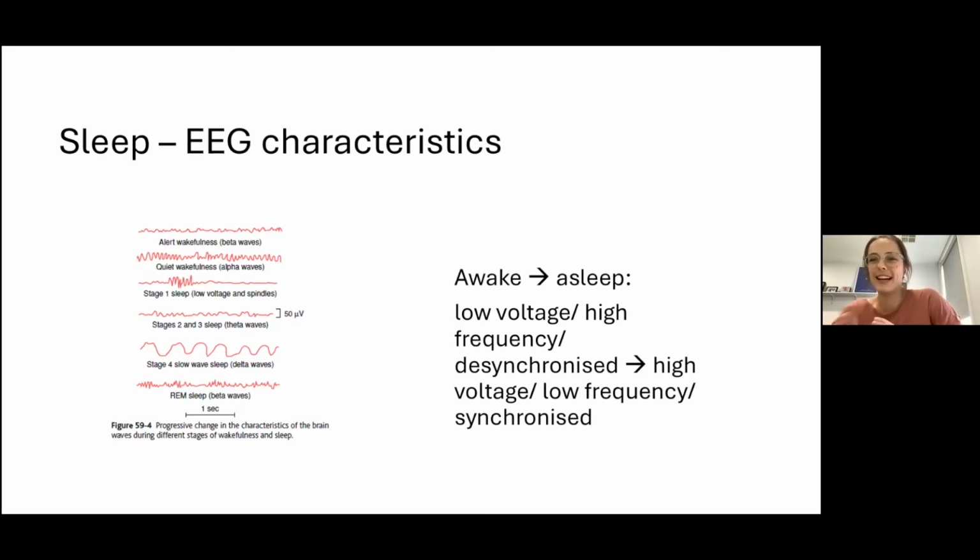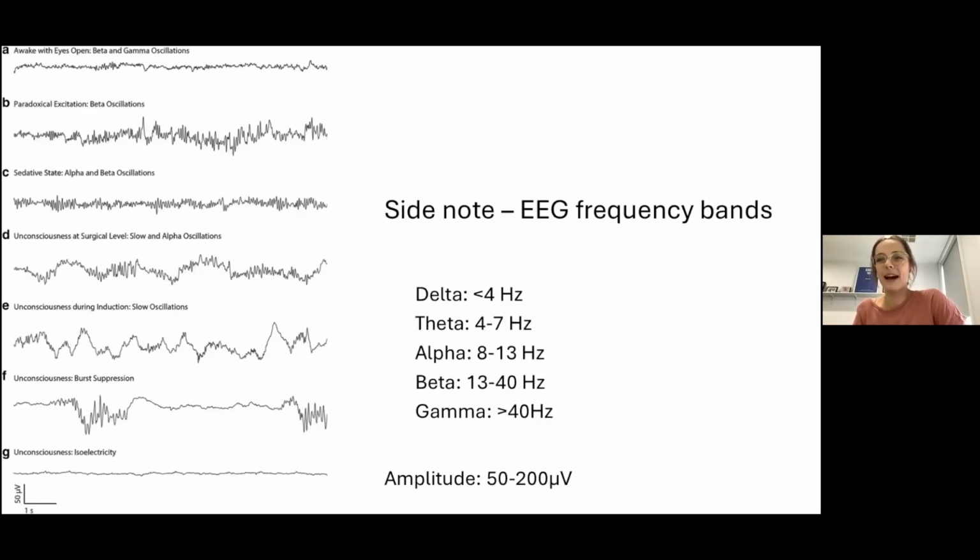So you could say that in that continuum, from awake to asleep, you go from EEG characteristics that are low voltage, high frequency and desynchronized to ones that are high voltage, low frequency and synchronized. So you sort of go from really small wiggly waves to the big slow waves, basically. And this is exactly what Kerry has just spoken about.